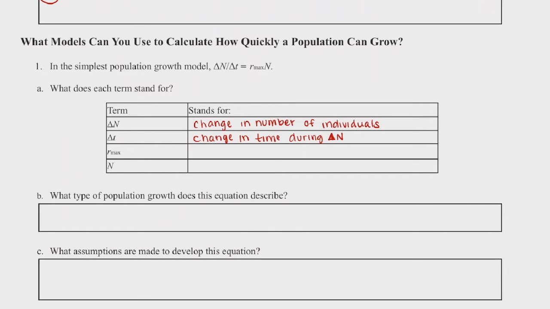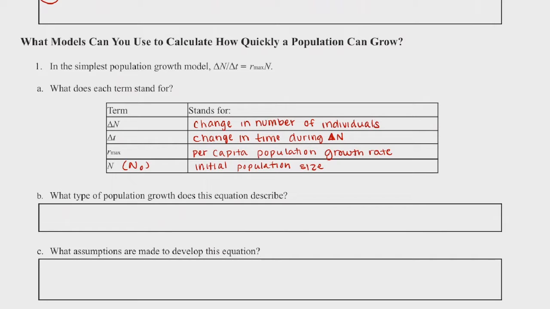And then r max is per capita population growth rate. N is initial population size. This can also be seen as N naught, meaning a subscript 0.